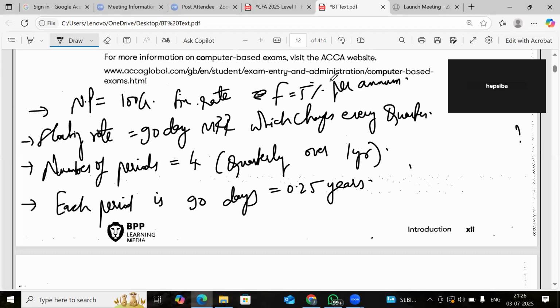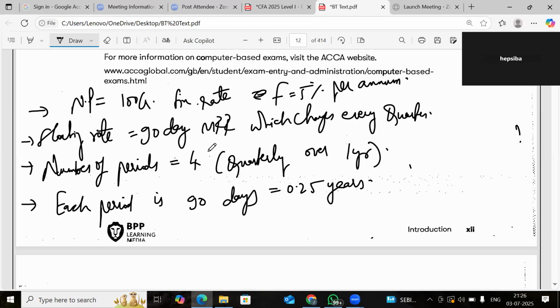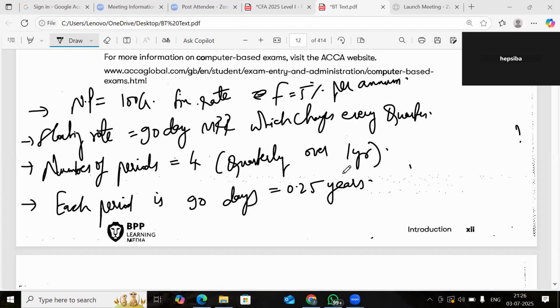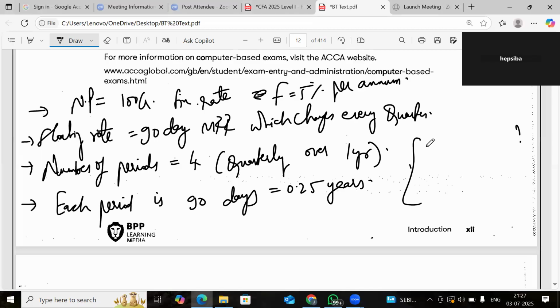Okay, so did you see this data? Yes, sir. This data is in front of you. So what is the main concept here? We treat each quarterly swap payment as equivalent to FRA. You need to find out the payments and tell me right now.